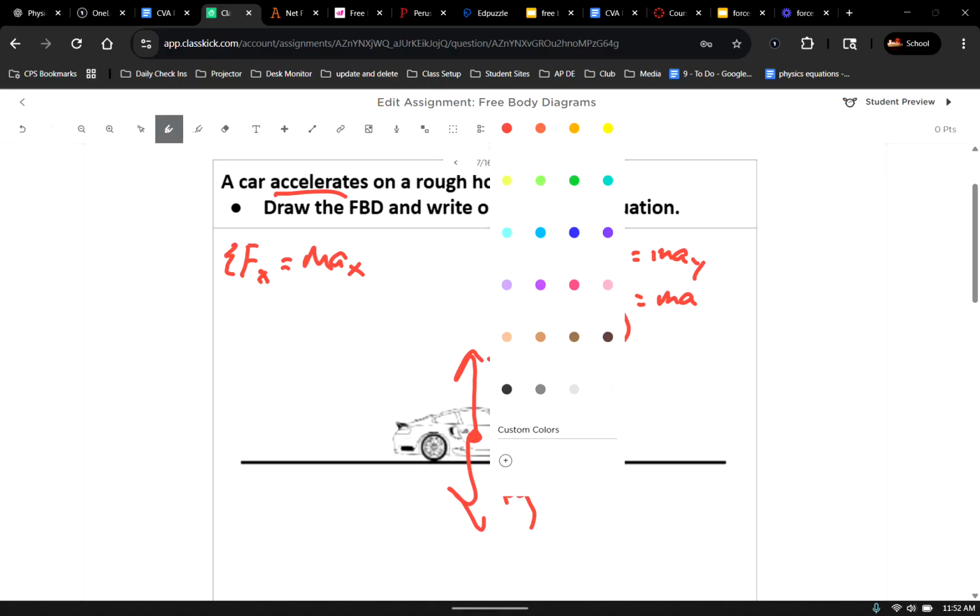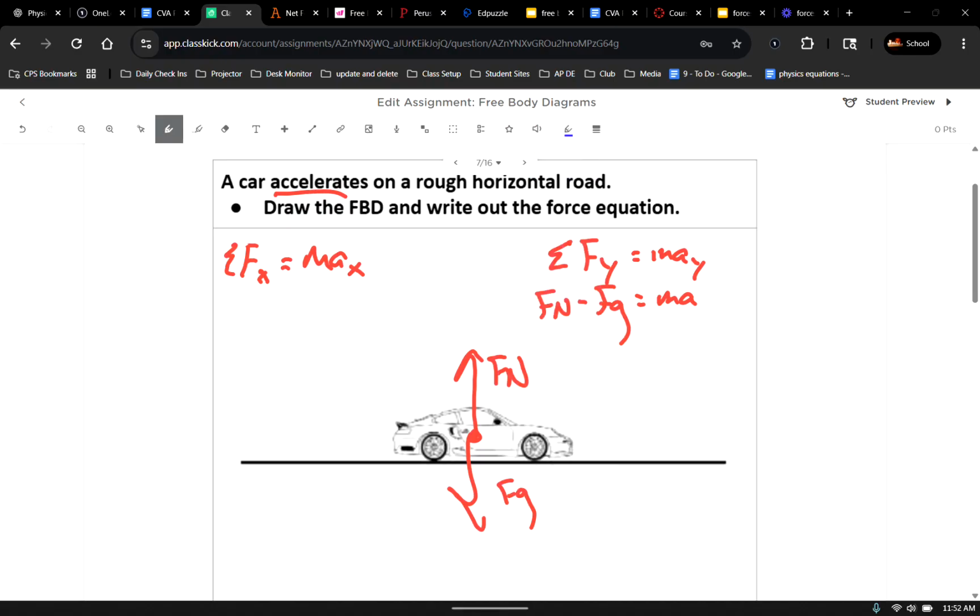So then we're going to look at the horizontal forces. Well, it accelerates on a horizontal rough road. So there's got to be some applied force forward. To be specific, it's the tires pushing on the road due to the motor. So again, we're just drawing it from the center of the car. But that's what we call FA, an applied force.